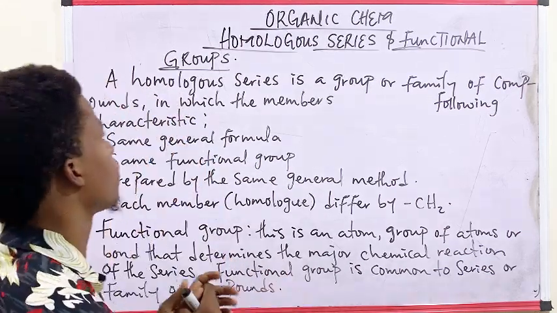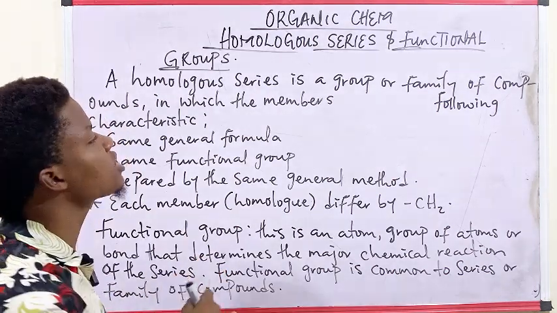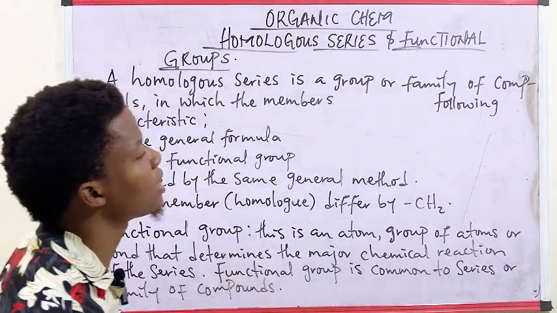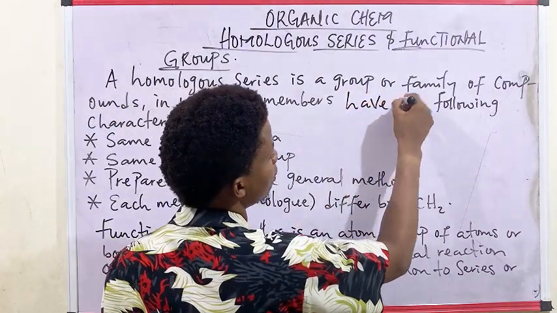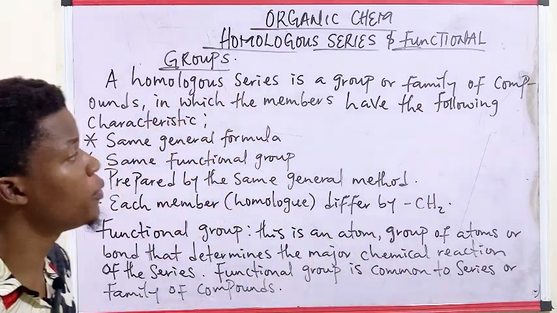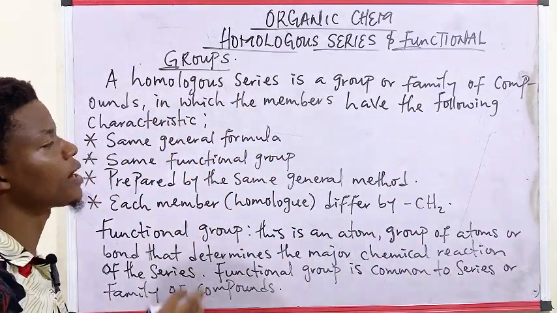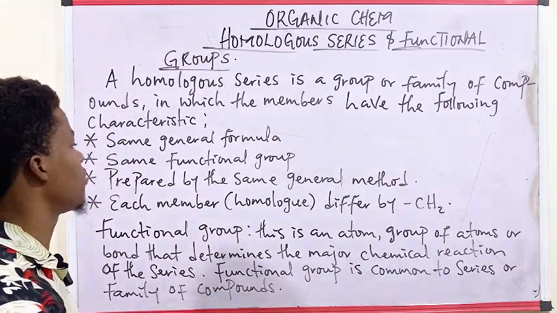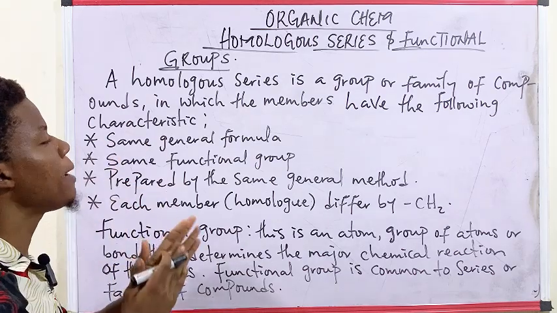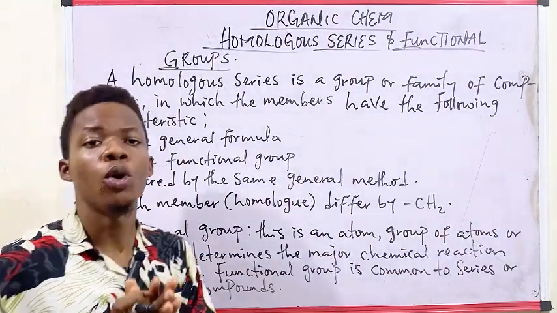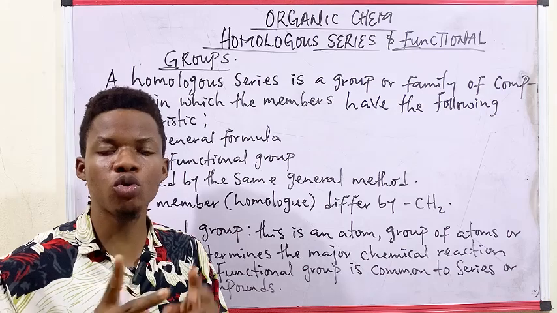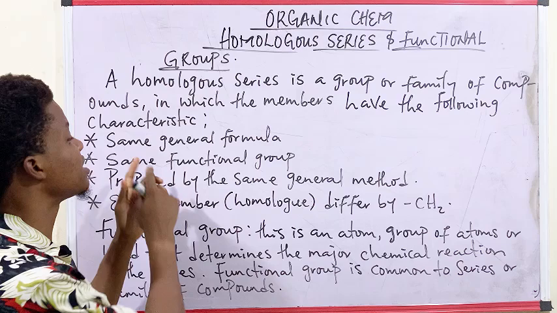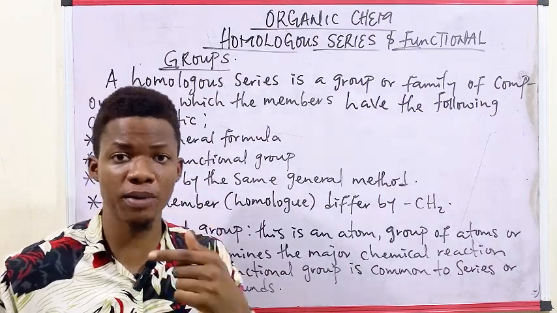All right, now let's come. What is homologous series? Homologous series is a group or family of compounds in which the members have the following characteristics. Number one, same general formula. So for you to say that two compounds are in the same homologous series, they must have the same general formula. I am not talking about molecular formula.